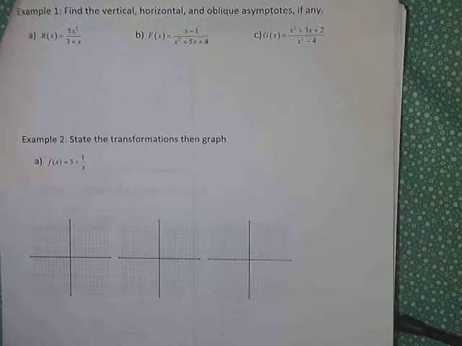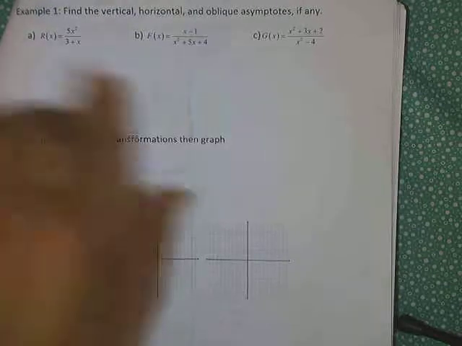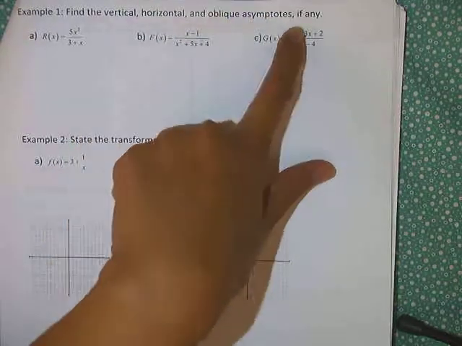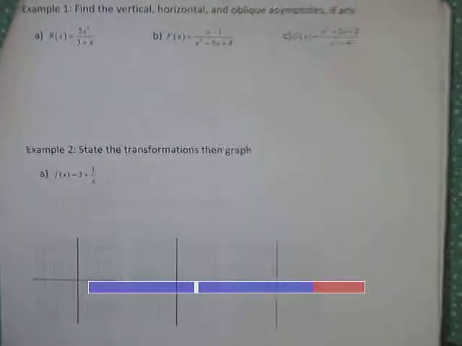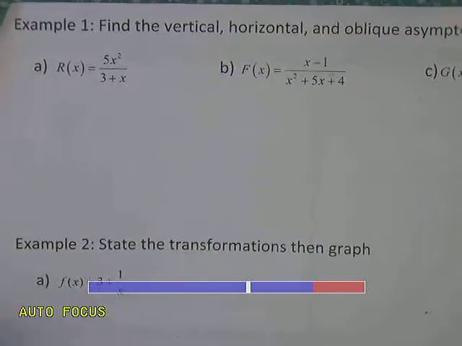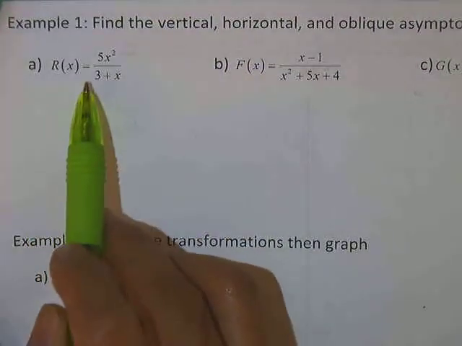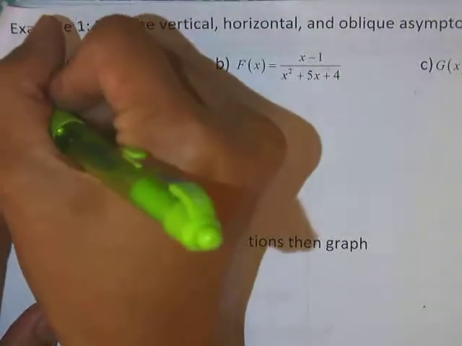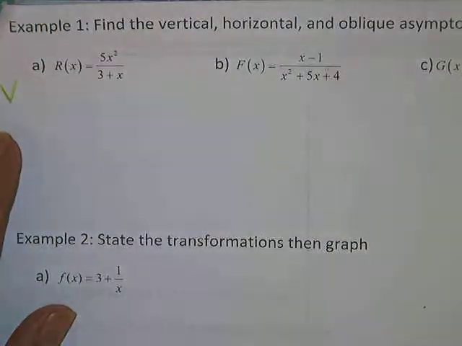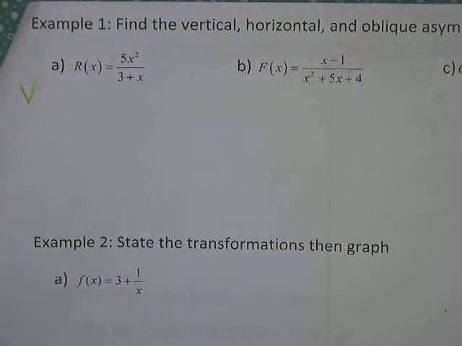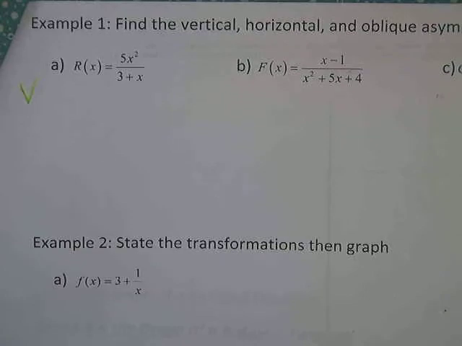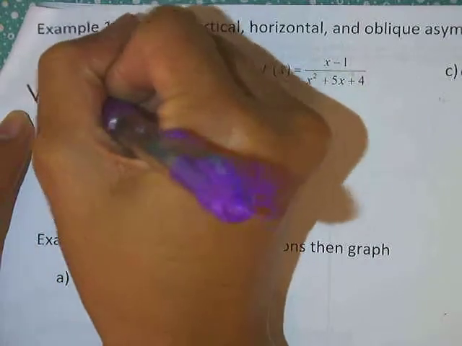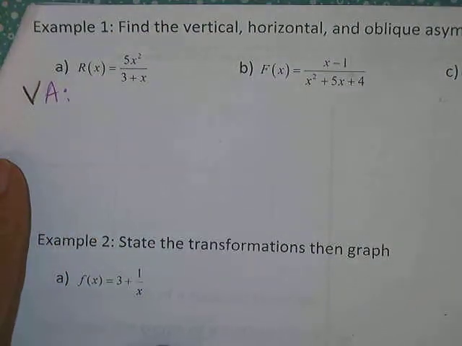Example 1. Find the vertical, horizontal, or oblique asymptotes, if any. Okay, so we're just going to zoom in to problem A. Problem A says r of x equals 5x squared all over 3 plus x. So we are going to find the vertical asymptote. Let's borrow a different colored pen, something that's slightly darker. We're going to call it VA.